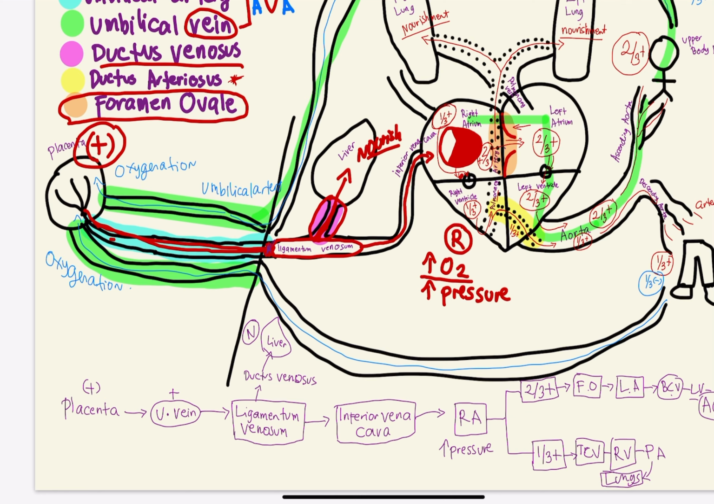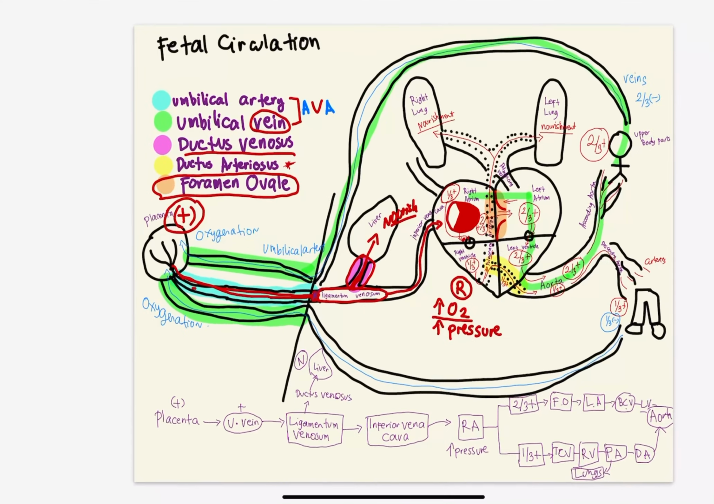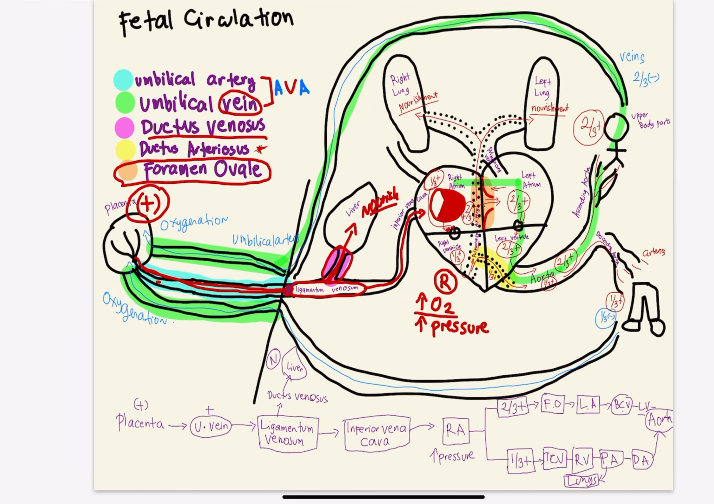Okay. However, majority of it will go to the Ductus Arteriosus, which connects the pulmonary artery and the aorta. So ito pong daanan na to, ang tinatawag po natin dyan ay Ductus Arteriosus. Pabalik sa aorta, going to the different parts of the body. So that is our fetal circulation.